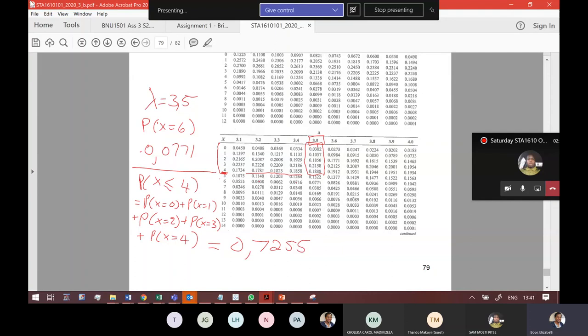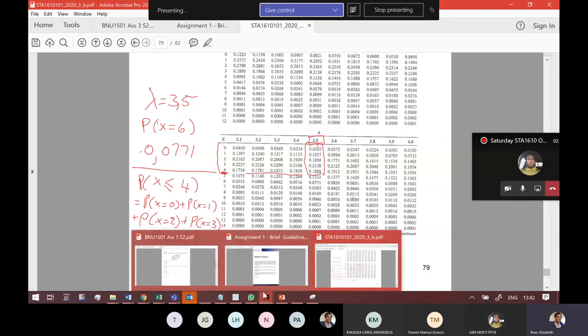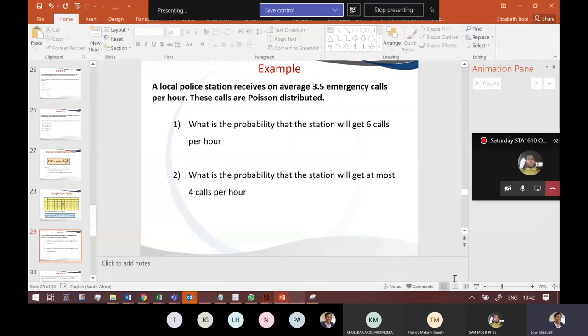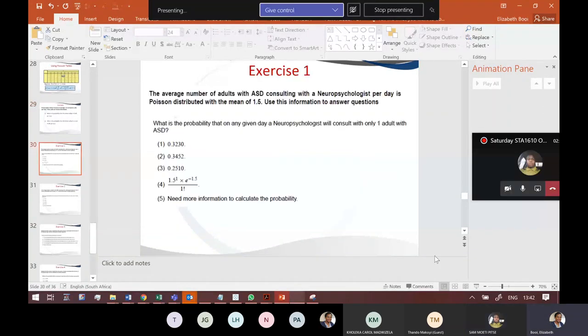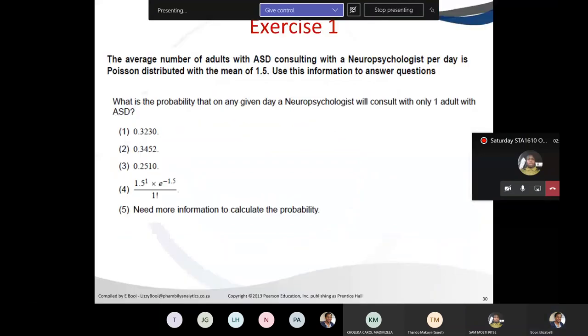If it says at least, then you will add all of them going down. If it's equal, you do the probability of exactly. And with that, then you have your exercise, unless you have a question. Let's do one simple one. I will do this one with you again as well.